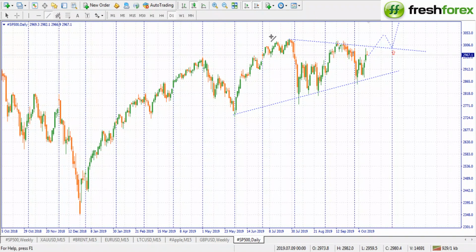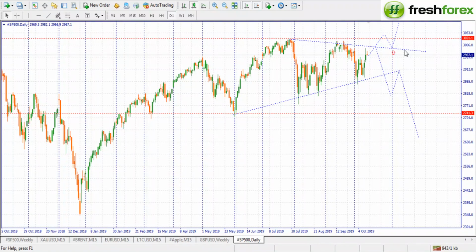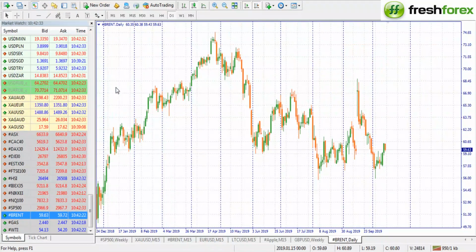If price does not break above this trend line, then we look for a sell. We look for something like this, so that we can continue downwards up to this point here. So technically, we are waiting for either direction. If price goes above, we look for a buy. If it bounces off from the upper line, we look for a sell. So we'll move forward. We move to the next set, Brent oil.